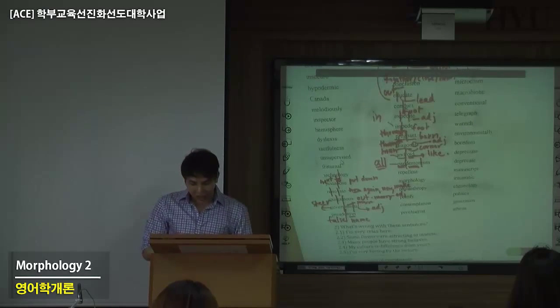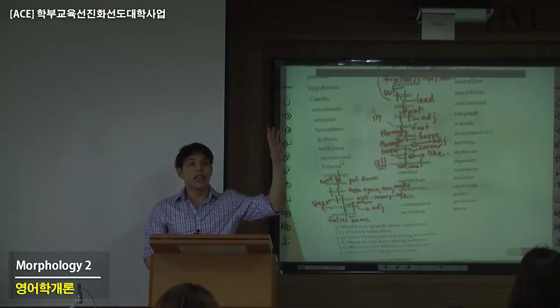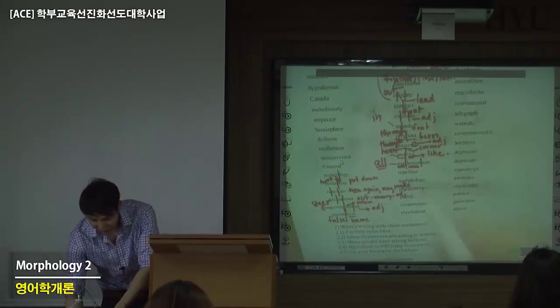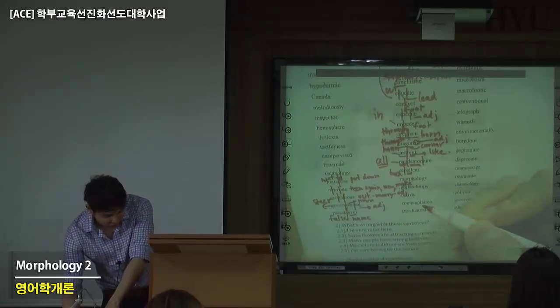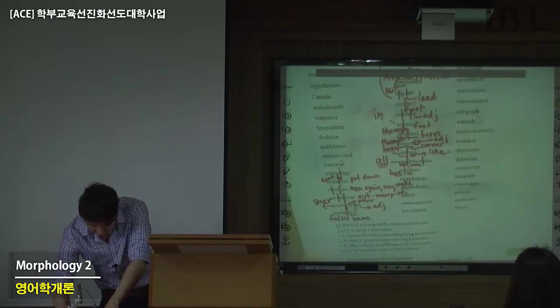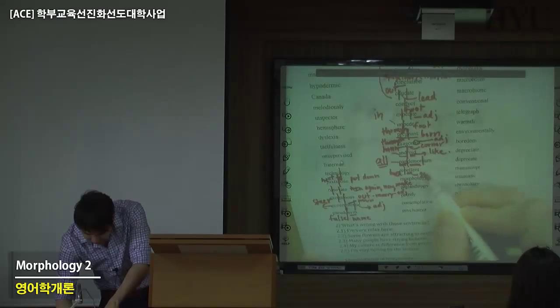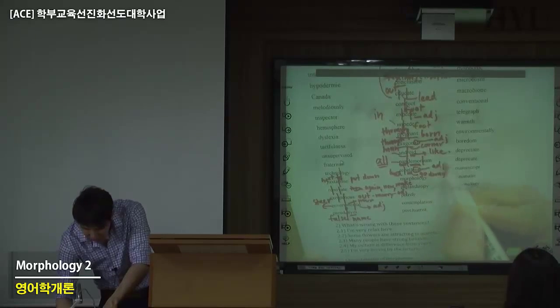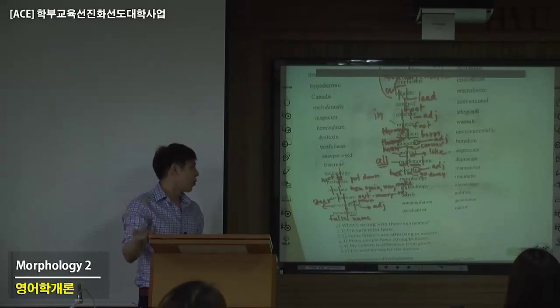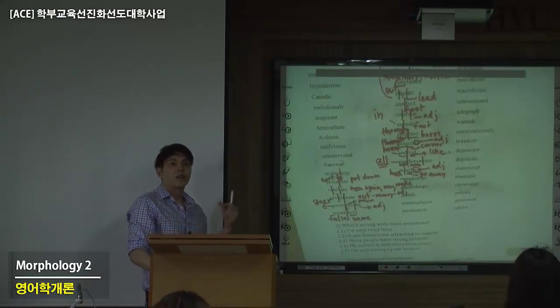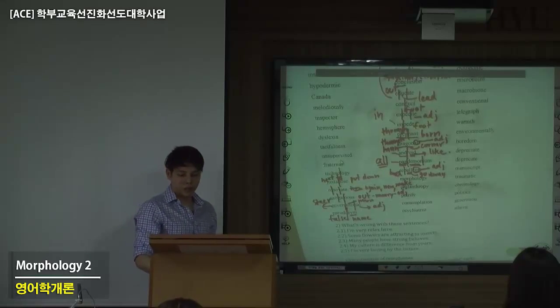Repellent. We have re, right? Re, in this case, is back. Re is back. Pel is to go away. And ent as the adjective. So repellent is something that drives something away and back. Okay, mosquito repellent, for example.